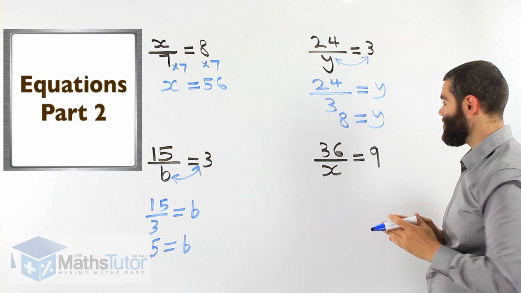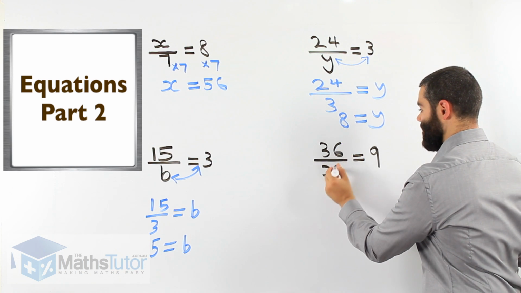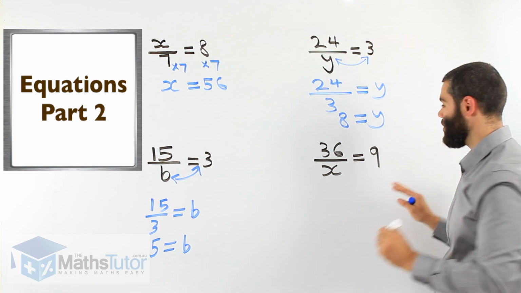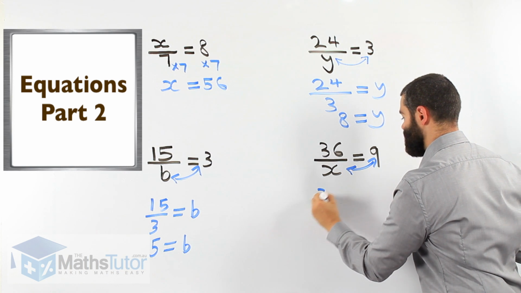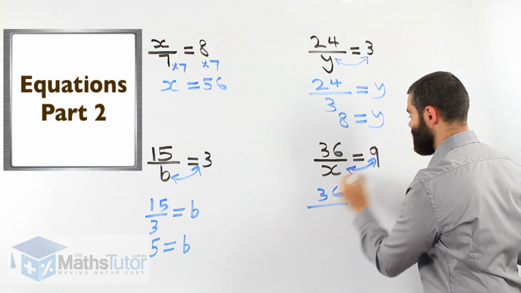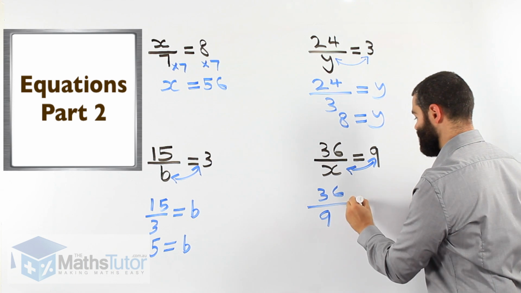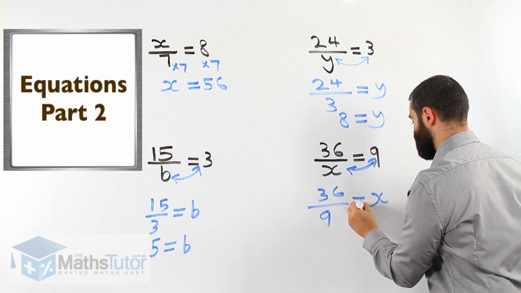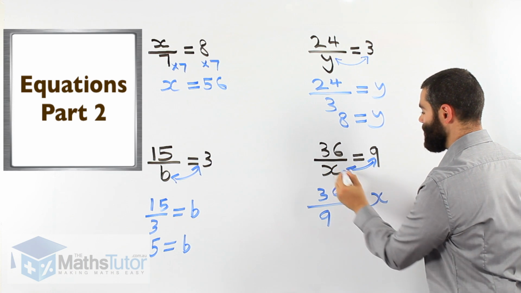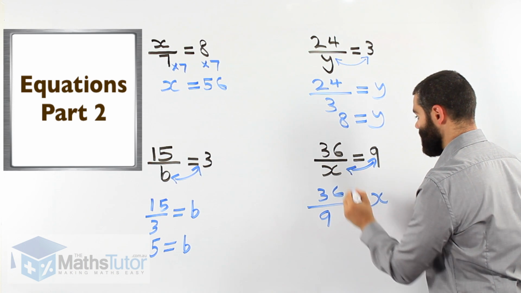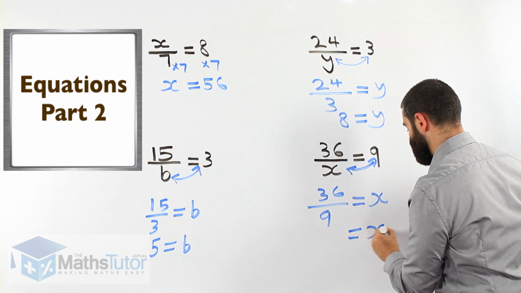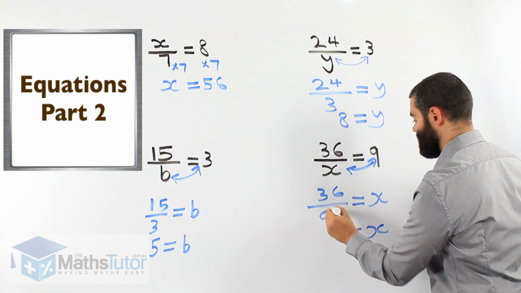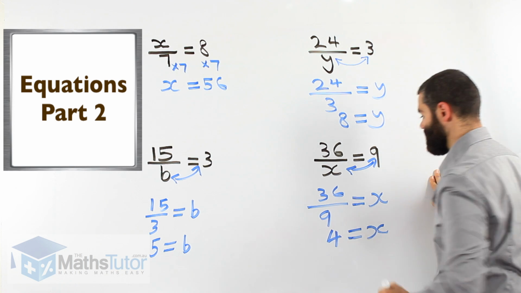Now do this one yourself, very quick. X is on the denominator. We have to use our swap and reverse trick. 36 over 9 equals x. We've swapped them over because the denominator is down the bottom. That's what's missing. X is 36 divided by 9, x is 4.